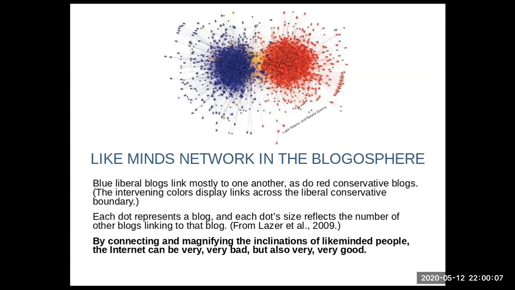So each dot represents a blog, and each dot's size reflects the number of other blogs that link to it. So we see a lot of like-mindedness, a lot of group polarization here. Of course, by connecting and magnifying the inclinations of like-minded people, that same idea of group polarization, we know that the internet can be a really, really bad place. But there's a lot of good as well, right?